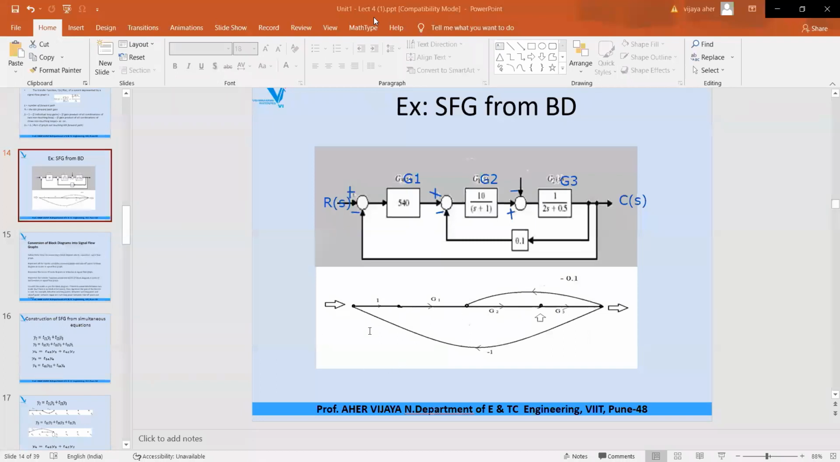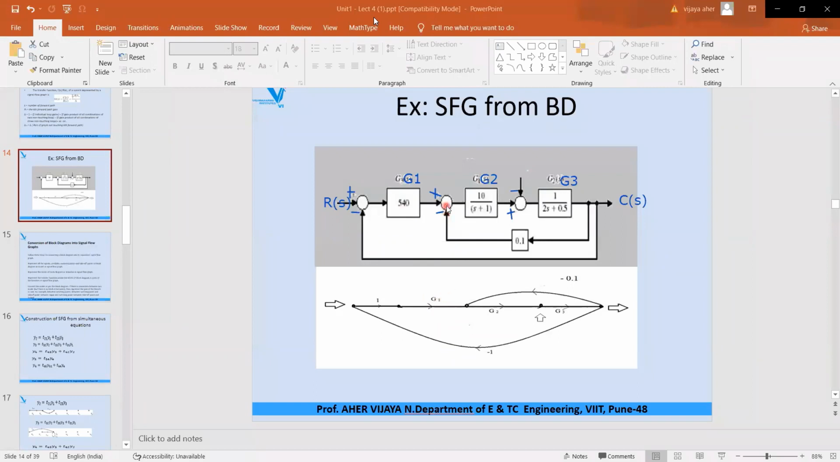So first branch, between input and summing point, I have written 1. So this is 1. Direction is this with plus sign. Now this node, in between these 2 points, there is G1. So G1 I have written, arrow is like this. And what is G1? G1 is having transfer function 540. So you are going to write over here above G1, 540.